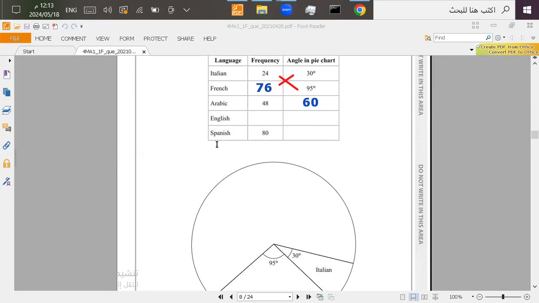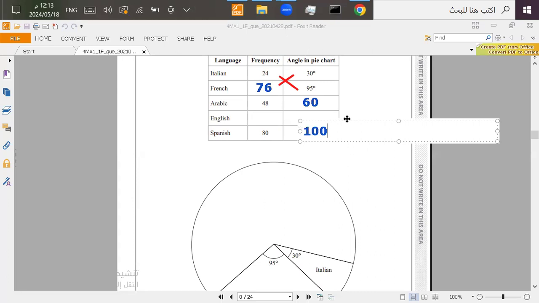First, before the English, I'm going to find the Spanish. Here for the Spanish, I'm going to use the same method. I'm going to multiply the 60 by the 80 and then divide it by 48 to find the angle. So same idea. Here we have 60 times 80 and then divided by 48. And the Spanish angle is 100. Let me write it here, 100.